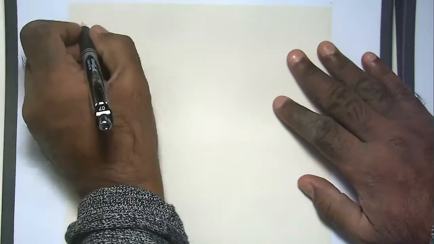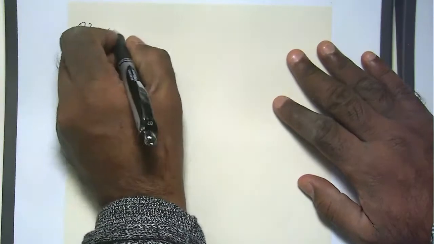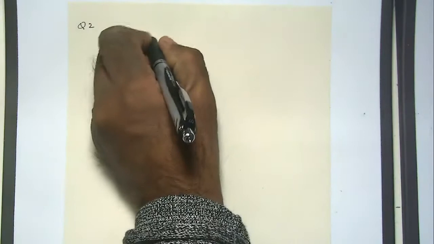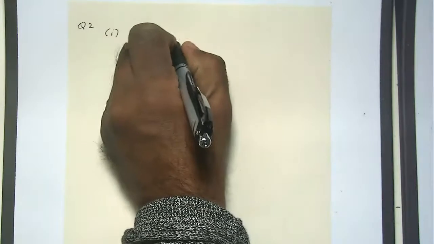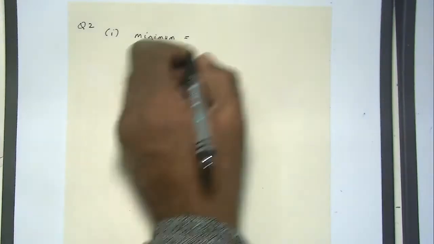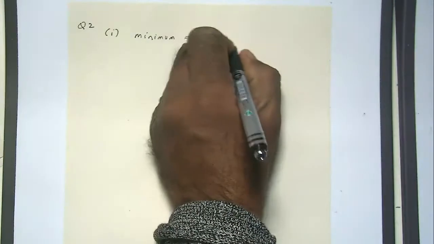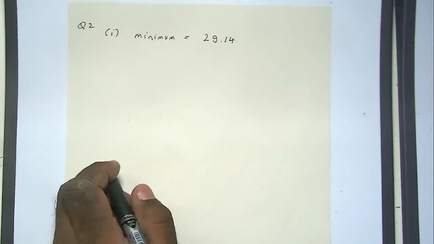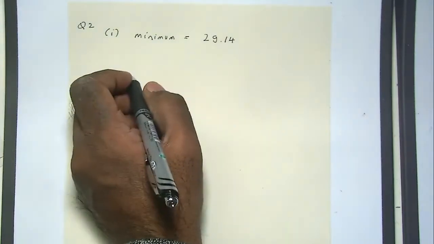So this is question 2, part 1. Part 1 is to find the five number summary, which is, as I said, minimum, first quartile, median, third quartile, and maximum. So the minimum is the smallest value in the data, which is what? 29.14, right? That's the smallest data value.